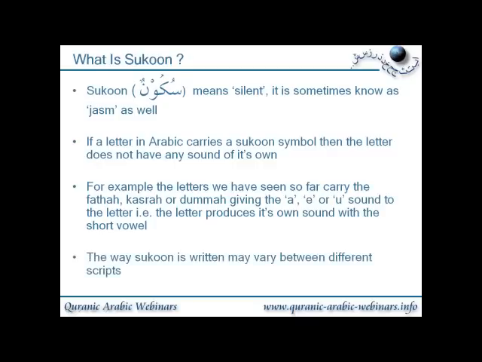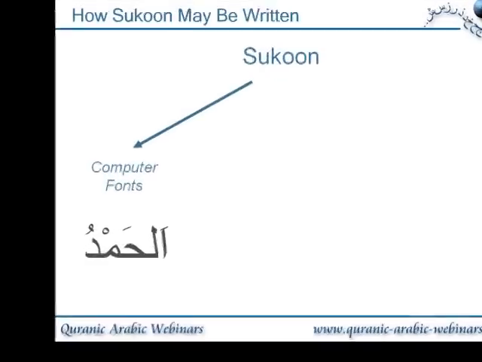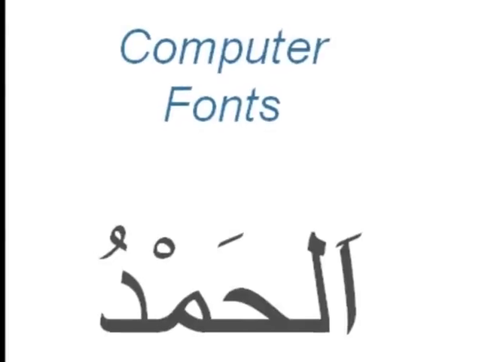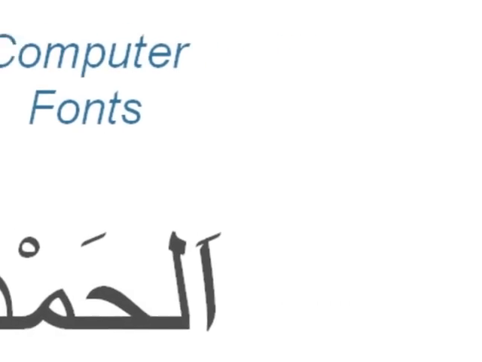The way Sukoon is written may vary between different scripts. So how may Sukoon be written? On many of the computer fonts, you will see the Sukoon written as a small circle. So here we have the word Alhamdu, and just above the Meme is a Sukoon, which is a round circle.